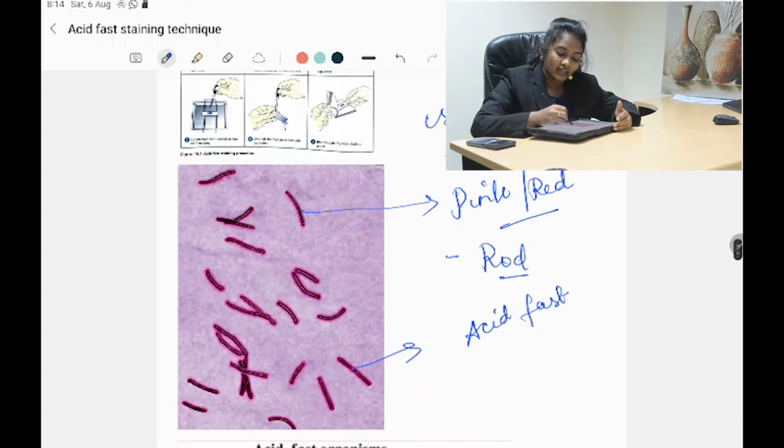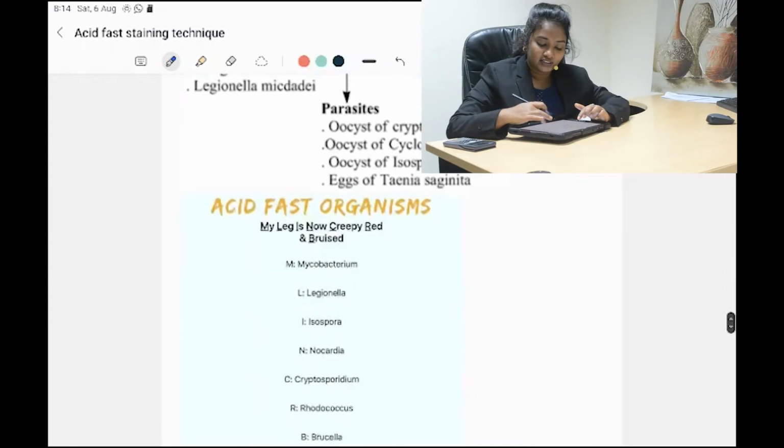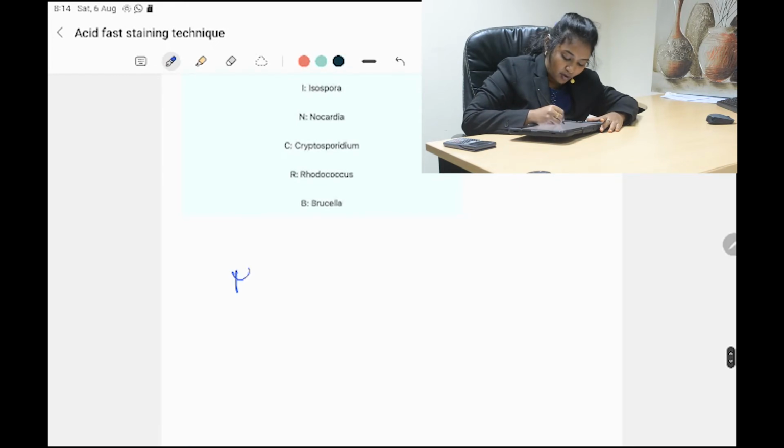Okay, so I think we have understood the difference between acid fast and non-acid fast. A pink rod shape indicates acid fast, which is Mycobacterium tuberculosis. In the very beginning, in the introduction, I told you that it was introduced by Ehrlich and modified by Ziehl and Neelsen. I have told you before what the modification is, and now we are going to see it.